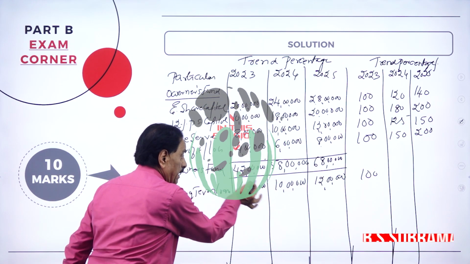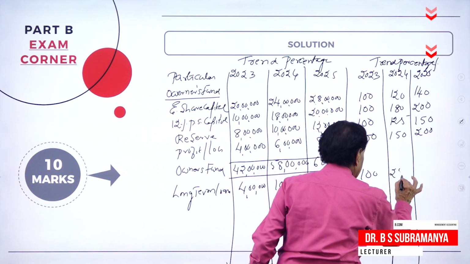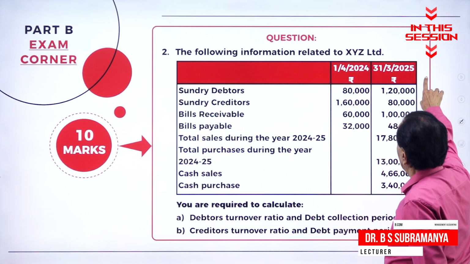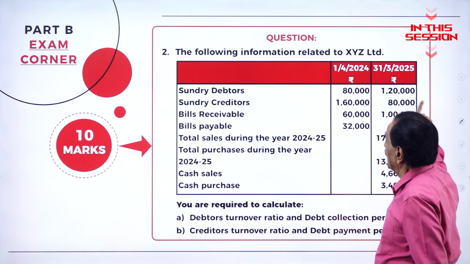So 10 lakh divided by 4 lakh into 100 is 250%. The following information relates to XYZ Limited. They have got a debtor.